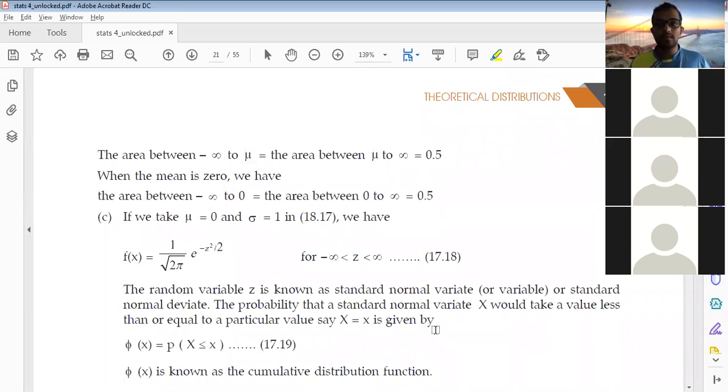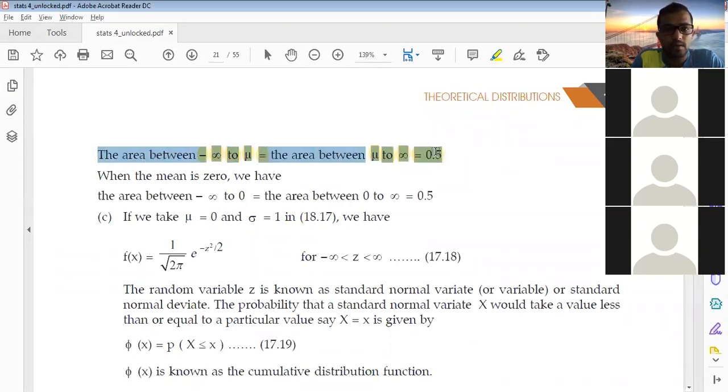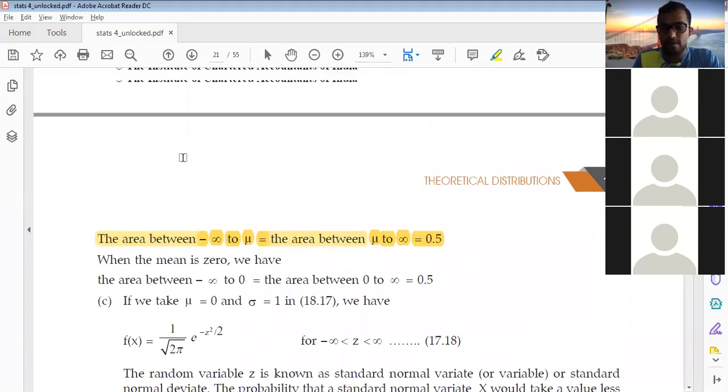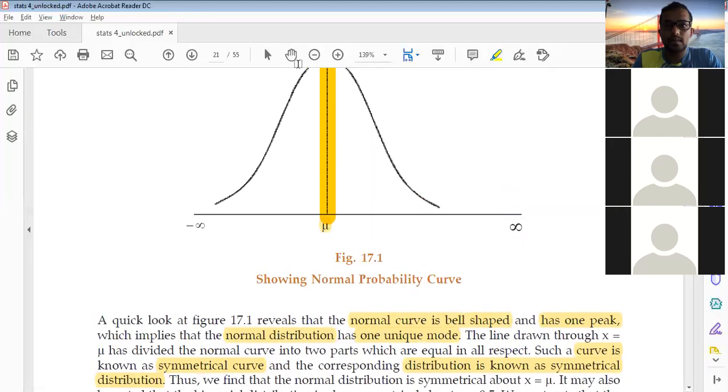So whenever we draw this graph, from minus infinity to the mean the area is 0.5. From mu to plus infinity also the area is 0.5, and minus infinity to mu is also 0.5. That means this point is very important: the area between minus infinity to the middle and middle to plus infinity, both positions. If I show you the diagram, from here to here this is half area, and this is half area.